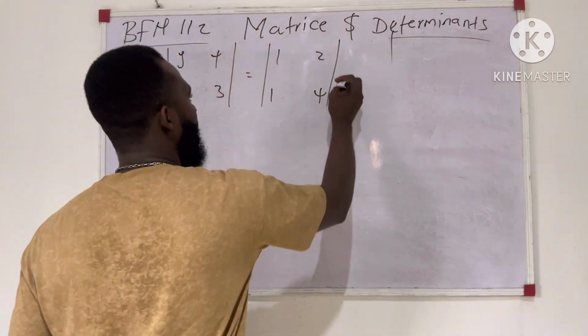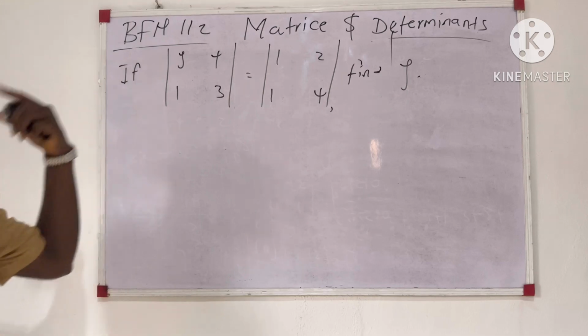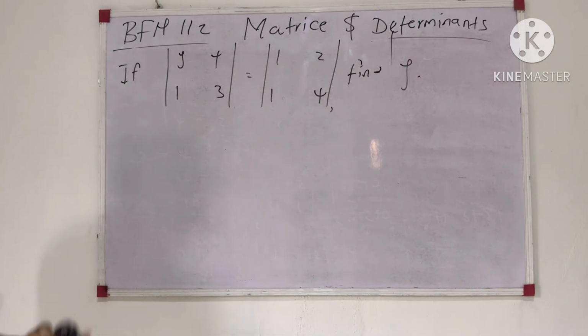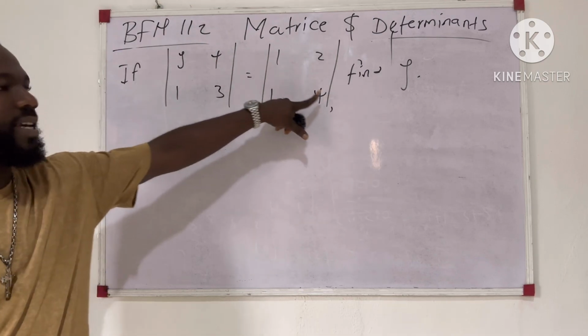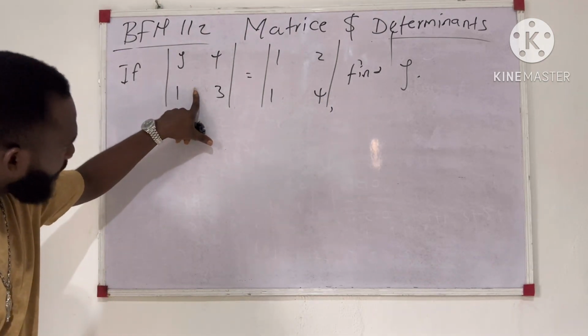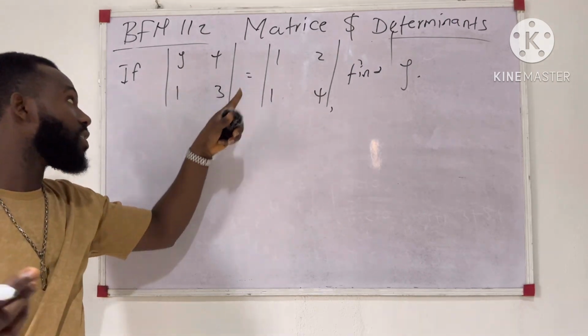The question says find y. How do we solve this kind of question? Again, very simple. Like I said, this is the determinant sign. So what do we do? We look for the determinant of this matrix, and we also look for the determinant of this matrix, and then we equate them together.